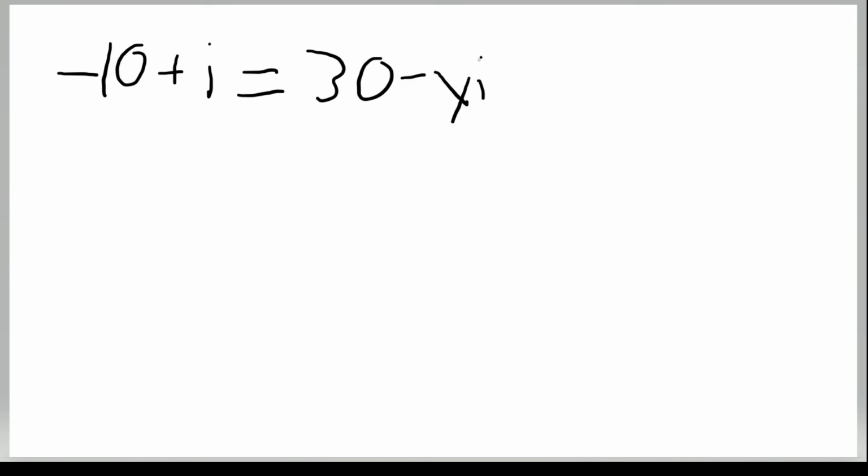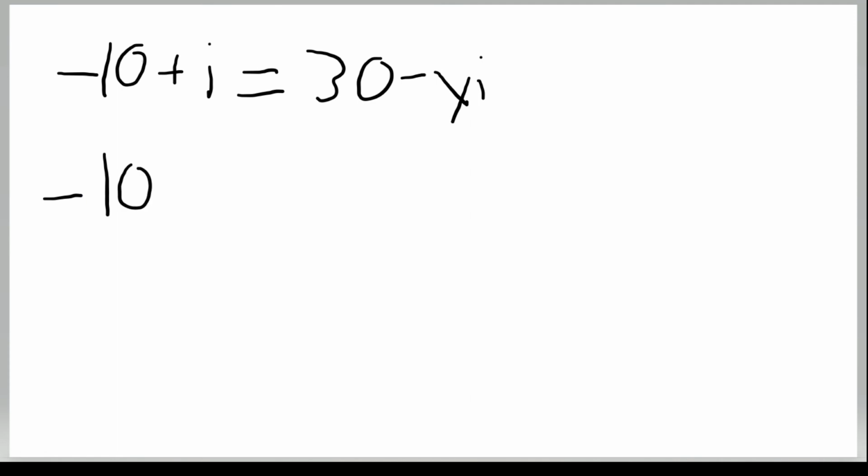Okay, now we need the equality of two complex numbers. This is kind of tricky. So let's put an equation up here. -10 plus i equals 30 minus yi. So we need to remember that, of course, i is equal to the square root of -1, and we need to split these apart or group them together. So it would look something like this.